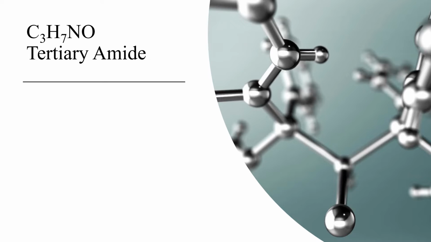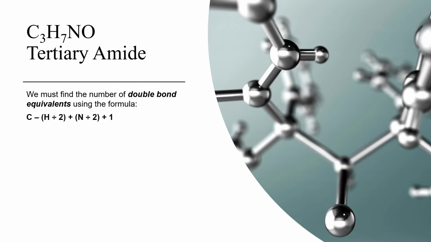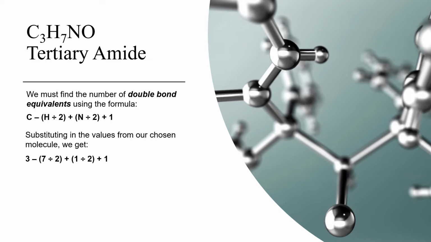So, investigating C3H7NO as a tertiary amide, we must first draw the structure. In order to do this, we have to calculate the number of double bond equivalents. We can do this using the formula C minus number of hydrogens divided by 2 plus number of nitrogens divided by 2 plus 1. Now, if we substitute in the values from our C3H7NO molecule, we get this equation, which is equal to 1. That means that our molecule must have either a double bond or a ring.